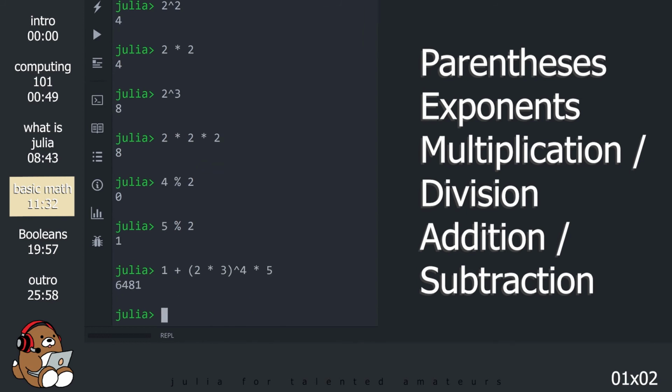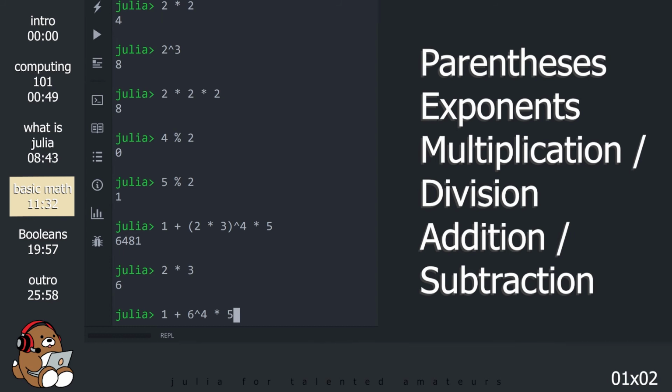In this example, Julia comes up with 6481. So how did Julia figure that out? Following the order of operations, Julia would do parentheses first. So what's in the parentheses is 2 times 3. So that equals 6, right? So now you have the expression 1 plus 6 to the 4th power times 5 is what you're left with.